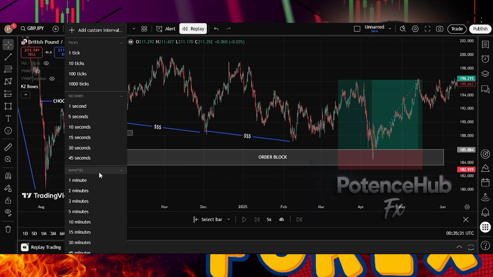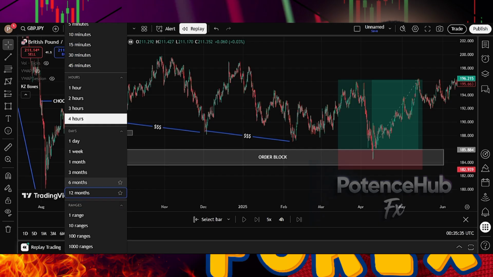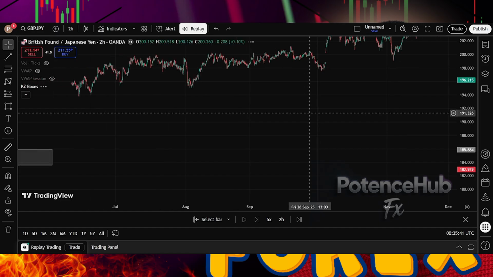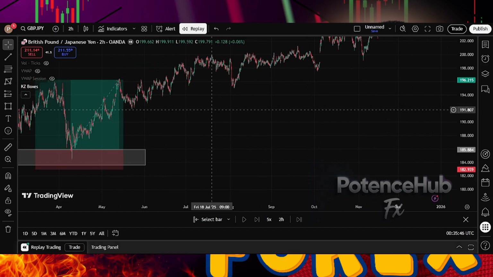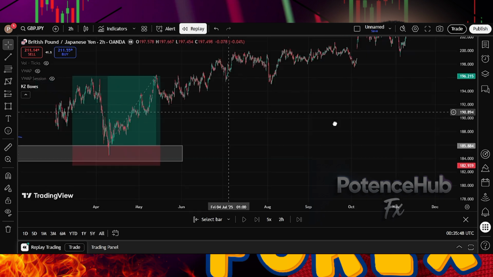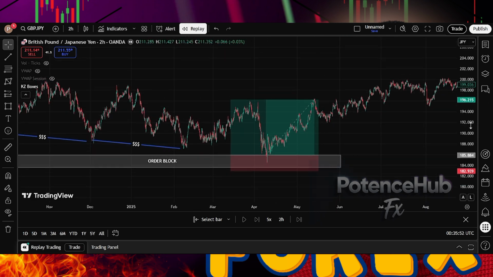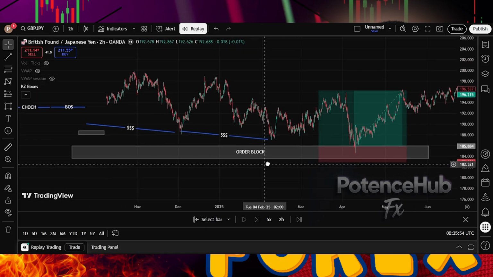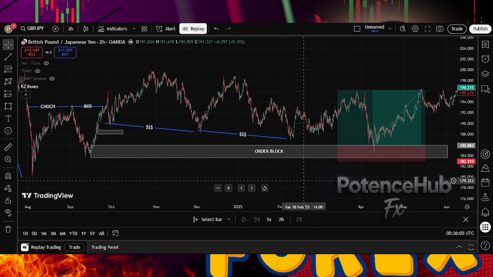Let's look at our 2 hours time. All right, let's see what the 2 hours has here. Can you see? It's still giving us exactly the same pool. Although it's actually for a long one anyways. So you see our change of character, our break of structure, our liquidity level, and all of that. So you see it keeps on.